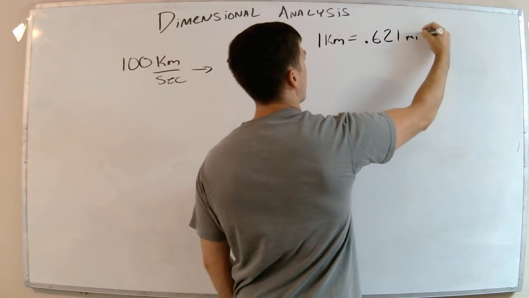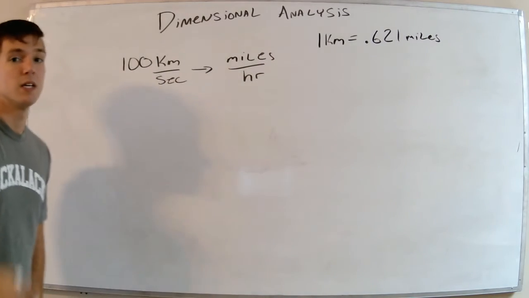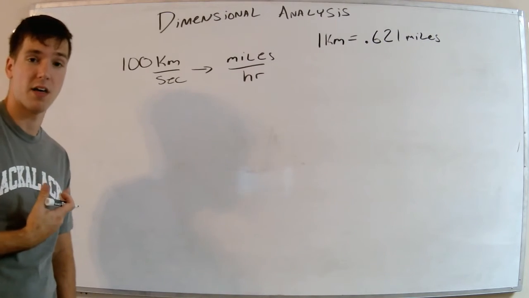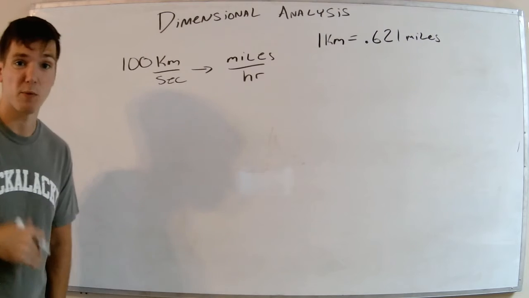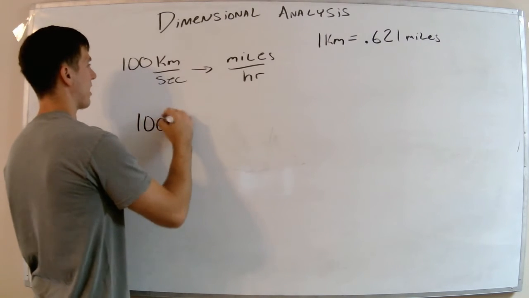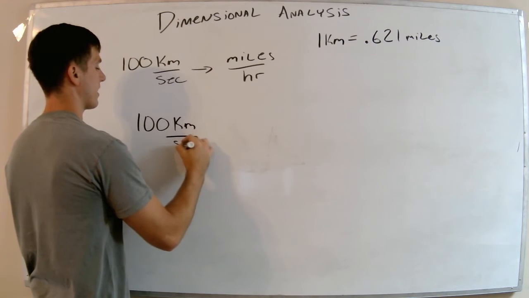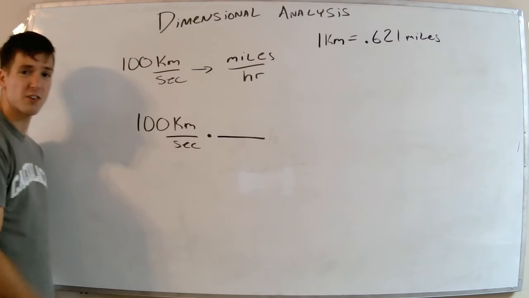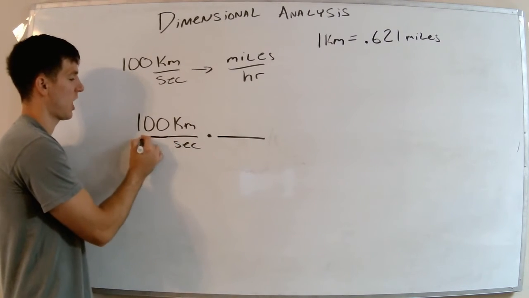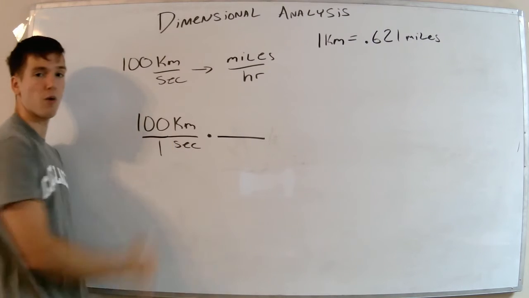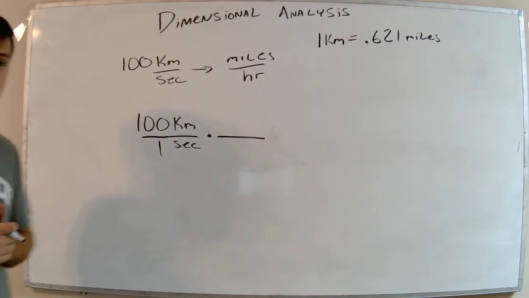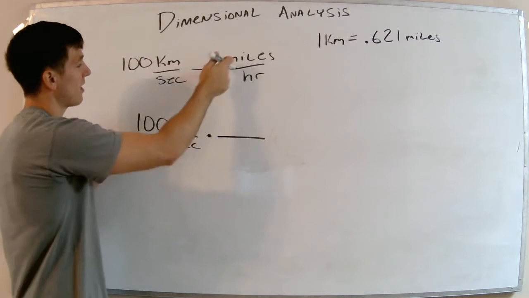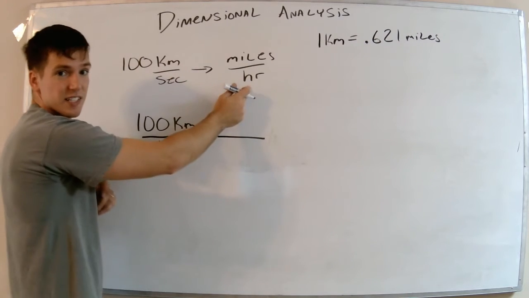0.621 miles. Okay, so again, I can't do this in my head like maybe I could have done with years to days. This is a little bit more difficult. So let's start our process of kilometers per second and multiplication dot fraction bar. Okay, this 100 kilometers per second is pretty much 100 kilometers for every 1 second. So pretty much what we're doing here is we're doing 2 separate dimensional analysis problems. We're doing one where we're changing kilometers to miles, and we're doing one where we're changing 1 second to hours.